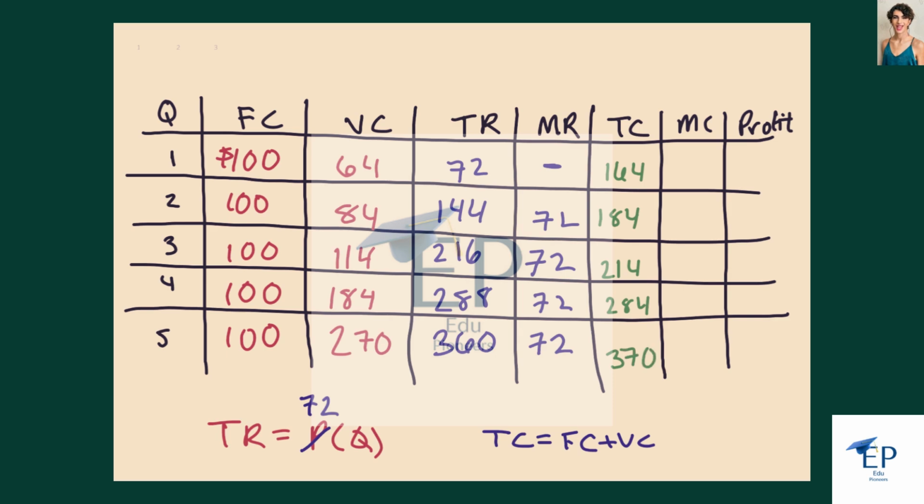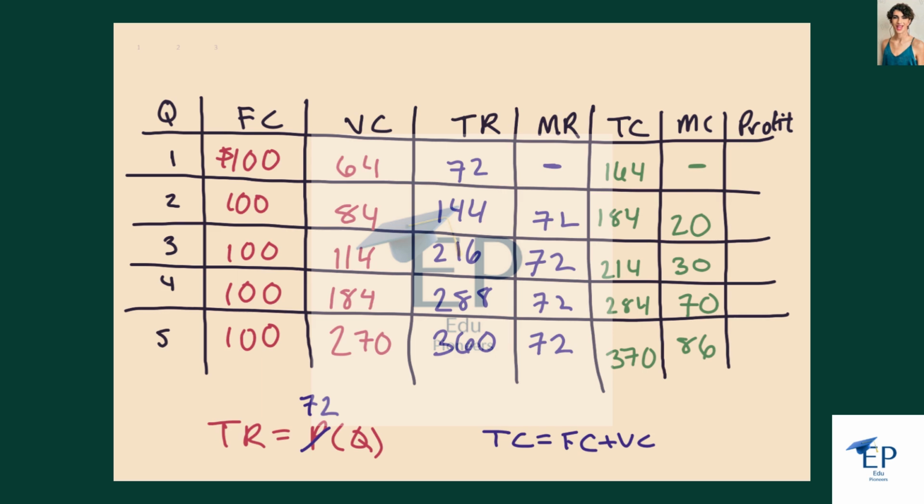And now we have to come up with the marginal cost. The marginal cost is just the change in total cost associated with producing one more additional good. So we have nothing in our marginal cost at 1. Going from 164 to 184, there's a $20 cost increase. 184 to 214, there's a $30 cost increase. Going from 214 to 284, there's a $70 cost increase. And then going from 284 to 370, there's an $86 cost increase.